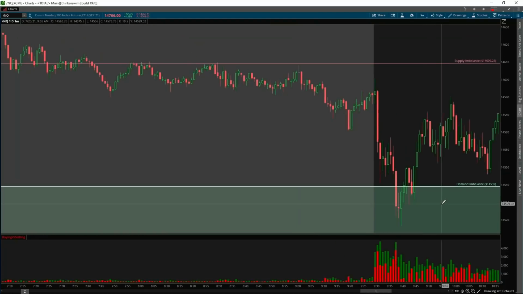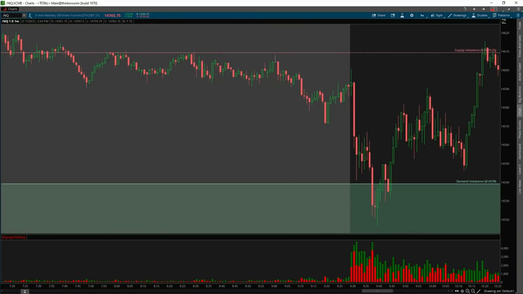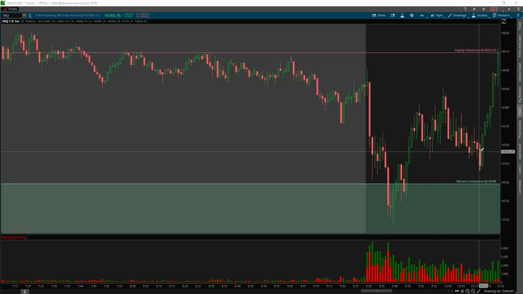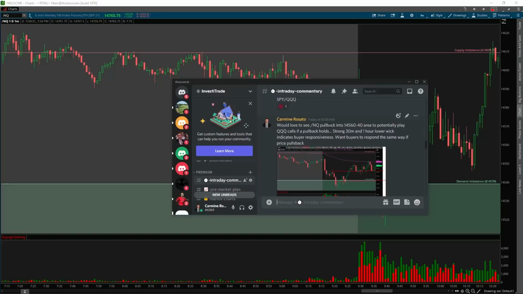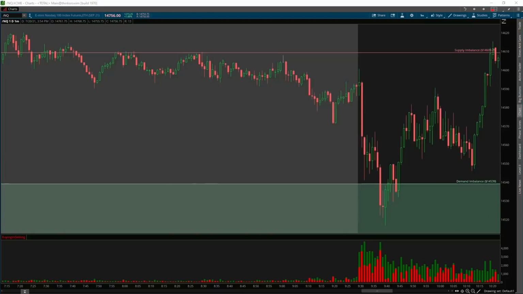I know a bunch of members took this long. And in the intraday commentary tab, pull this up here, I was saying I'm watching for a pullback into the 14560 to 14540 area to get bought up by buyers, where we could look to play QQQ calls. Would love for NASDAQ to pull into the 560 to 40 area to potentially play QQQ calls. Strong 30-minute and 1 hour lower wick indicates responsiveness. I want buyers to respond the same way if price pulls back.